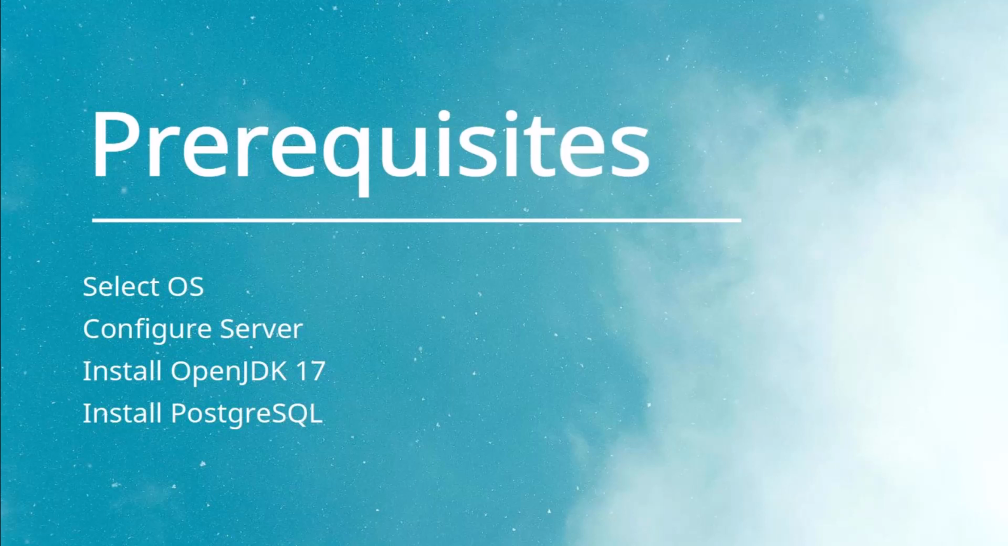Welcome to Module 01, Installing OpenNMS. This video installs the minimum prerequisites needed to install OpenNMS. These include selecting the OS and configuring the server, installing OpenJDK, and installing PostgreSQL. The work is performed on a VMware virtual machine.